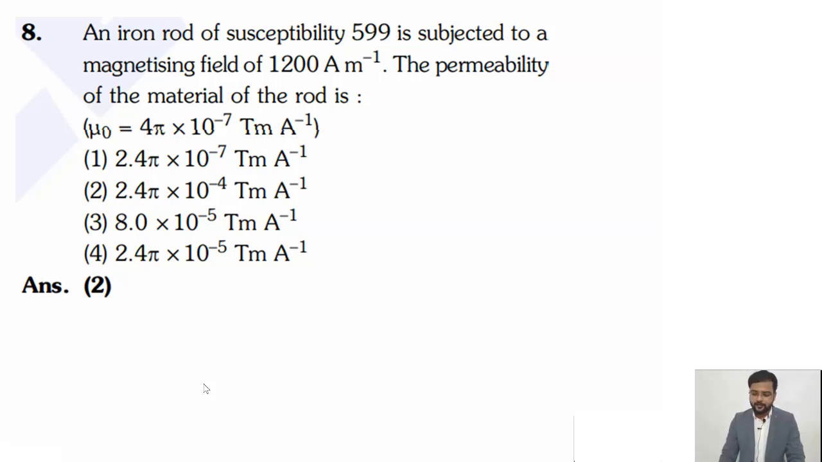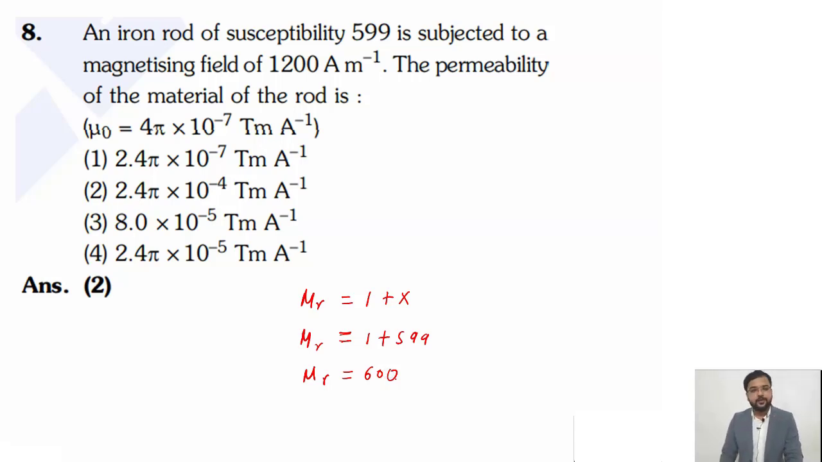We know that the relation between relative permeability and susceptibility is, I am writing over here, mu r equals 1 plus chi, where chi is the susceptibility. So 1 plus 599. I am denoting the relative permeability with mu r, and we are getting mu r as 600 here.